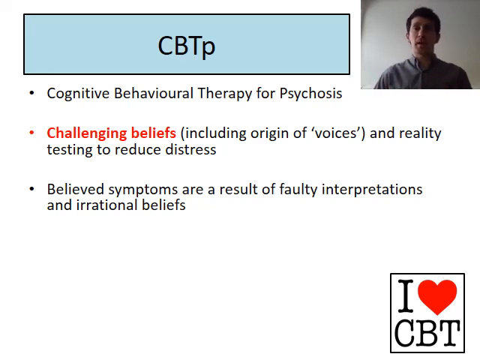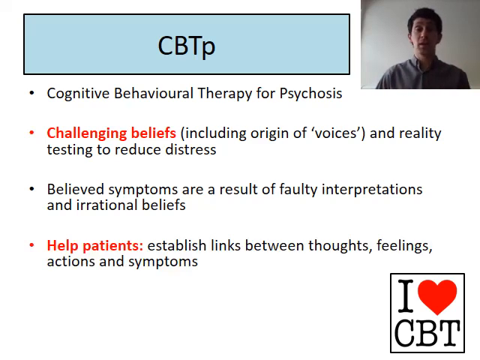So, if you remember, the psychological explanation, and especially the cognitive explanation for schizophrenia, states that the symptoms that somebody has are a result of faulty thinking, irrational beliefs, and faulty interpretations of events. So, CBTp aims to help patients by establishing those links between their thoughts, their feelings, their actions, and symptoms. We're trying to get them to understand that there are rational links between these rather than the irrational beliefs that they hold. And usually CBTp takes about 5 to 20 sessions in order to start showing successful results.